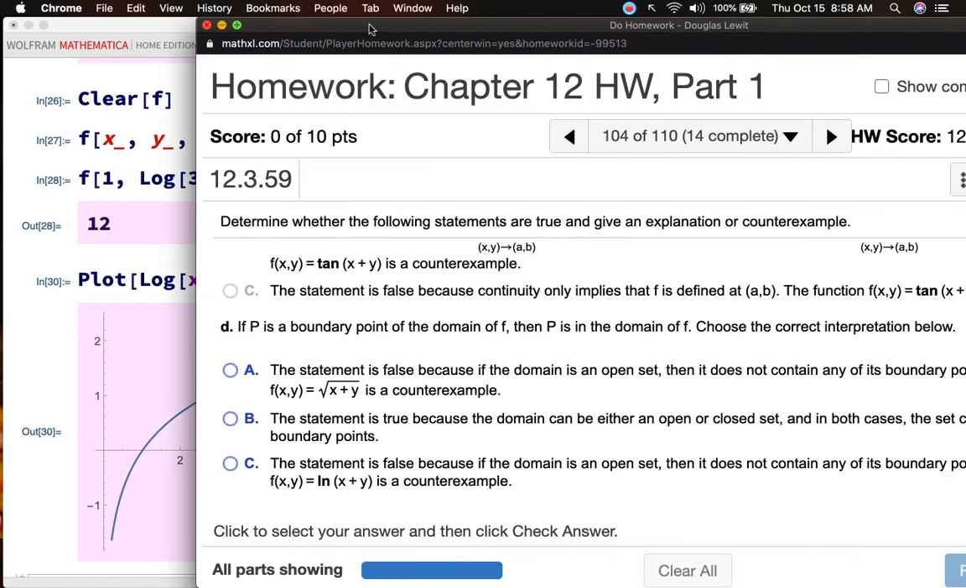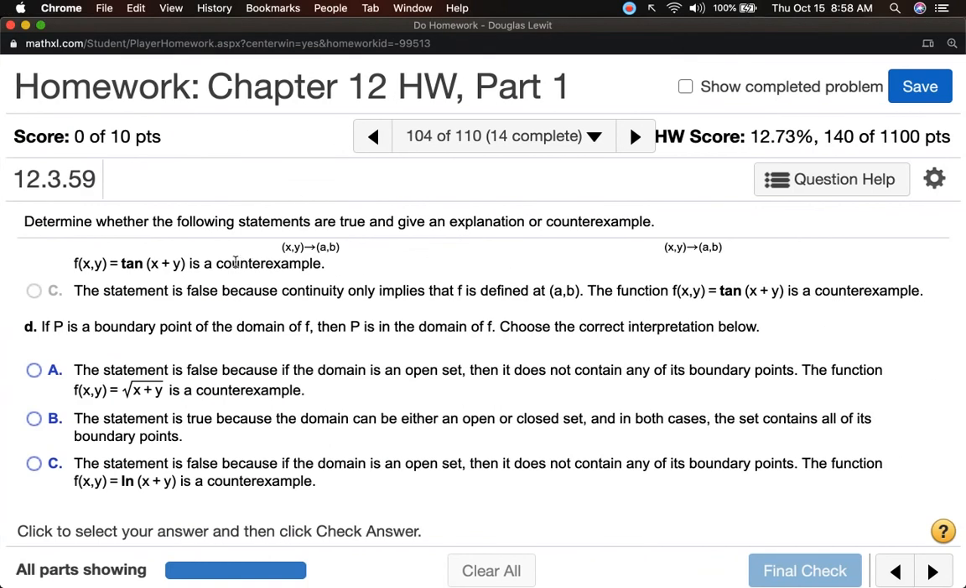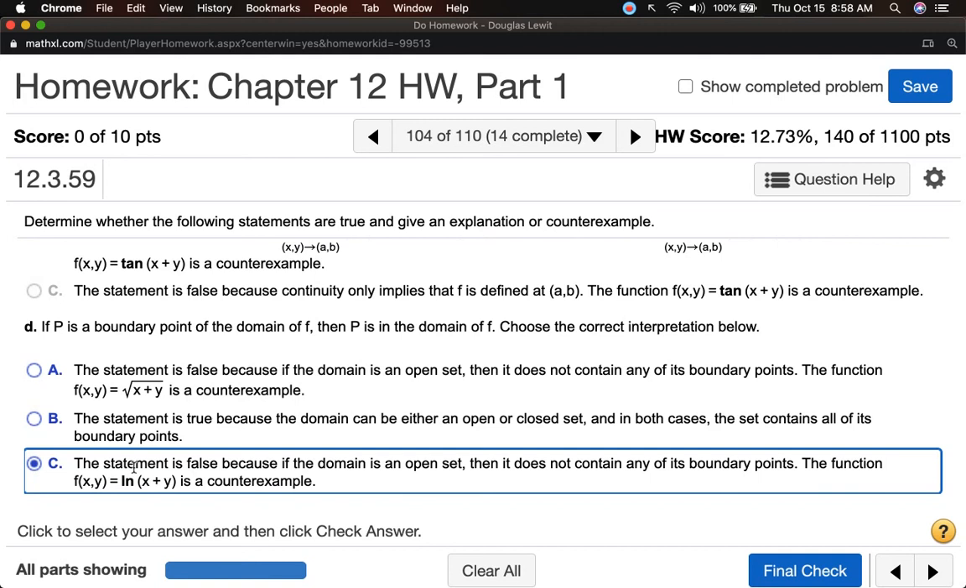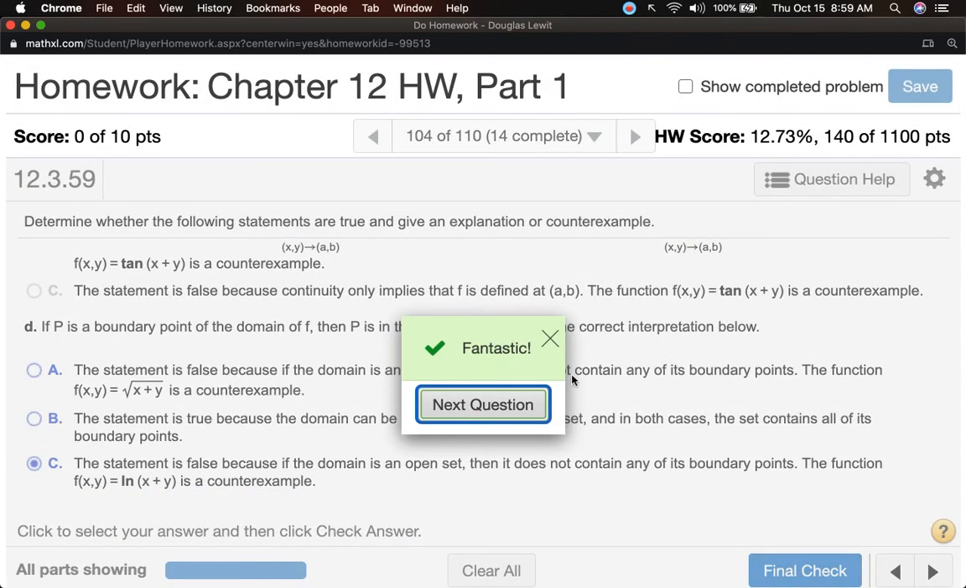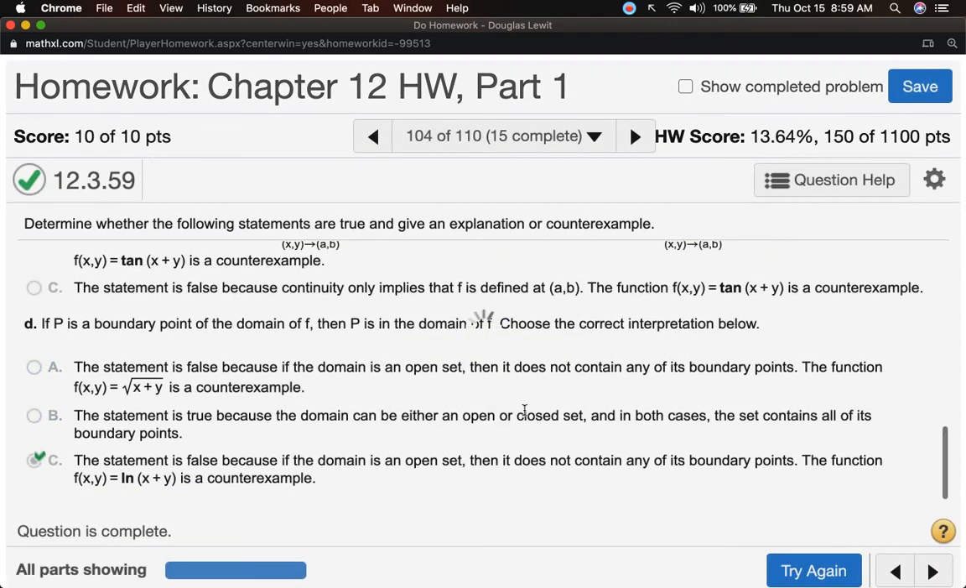I believe it's C. The statement is false because if the domain is an open set, then it does not contain any of its boundary points. The function f of x and y equal to the natural log of x plus y is a counterexample. Next question.